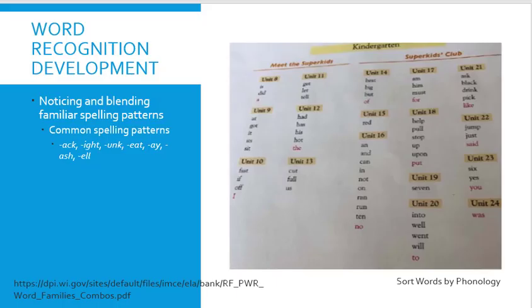The second way to build word recognition is by having students notice and blend together familiar patterns. On the Wisconsin DPI website, there are activities and resources for introducing word families. That website is provided on the slide, and a screenshot illustrates how teachers might take words from their curriculum and build instruction around the patterns that appear in those words so that students can better recognize those common spelling patterns.